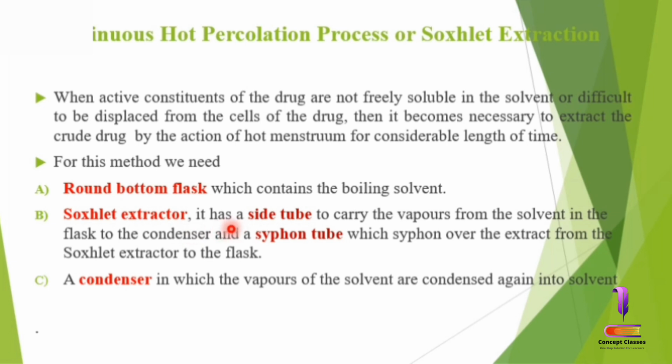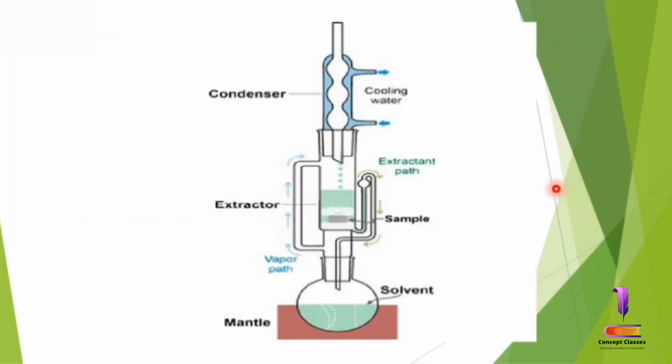Now the Soxhlet extractor has two tubes. One is a side tube, and this side tube carries the vapors from the solvent in the flask to the condenser. And there is a very thin siphon tube, which siphons over, meaning it transfers the extract from the Soxhlet extractor to the flask. Finally, there is a condenser in which the vapors of the solvents are condensed again into solvent. We can clearly understand this by this picture.